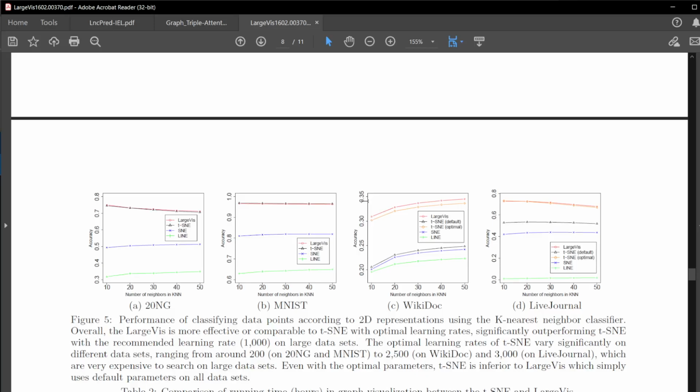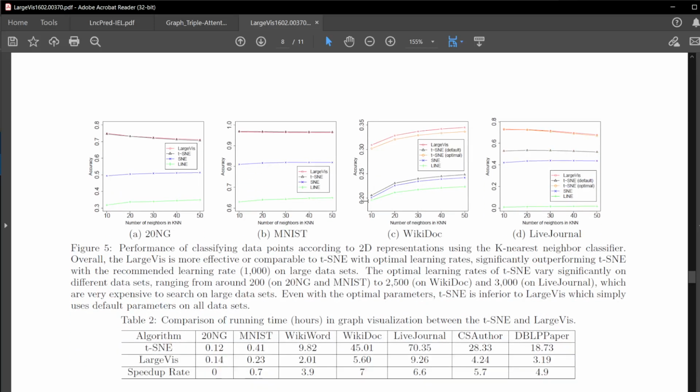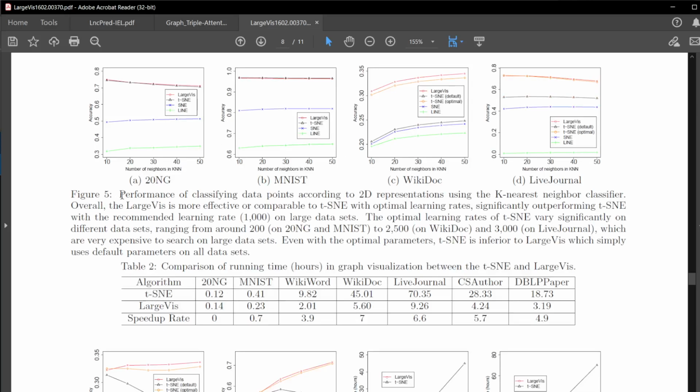Wikidoc, number of neighbors in KNN accuracy: LargeVis, t-SNE default, t-SNE optimal. LiveJournal. Figure 5, performance of classifying data points according to 2D representations using the k-nearest neighbor classifier. Overall, LargeVis is more effective than or comparable to t-SNE with optimal learning rates, significantly outperforming t-SNE with the recommended learning rate, 1000, on large data sets.